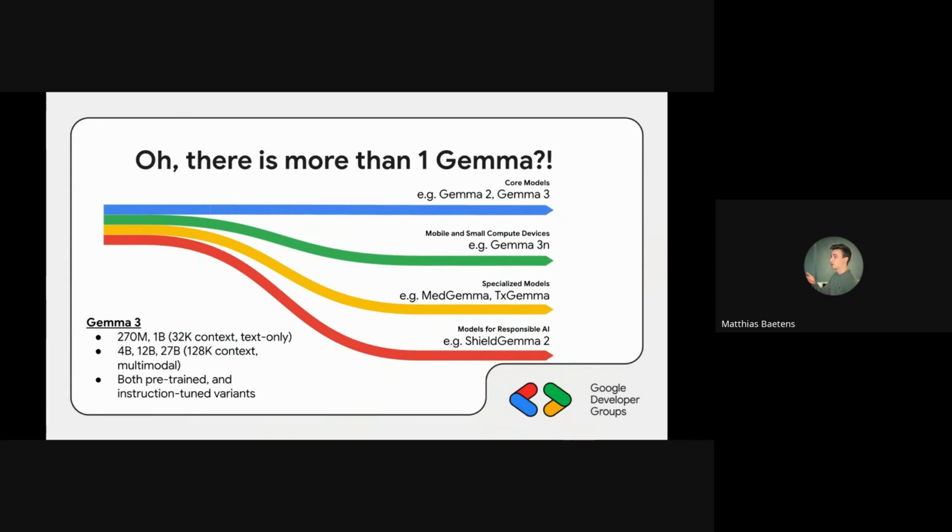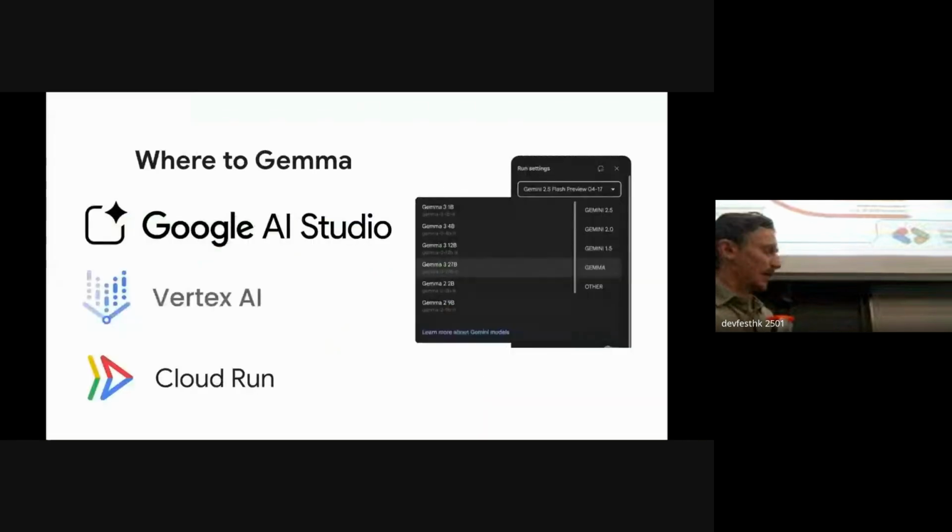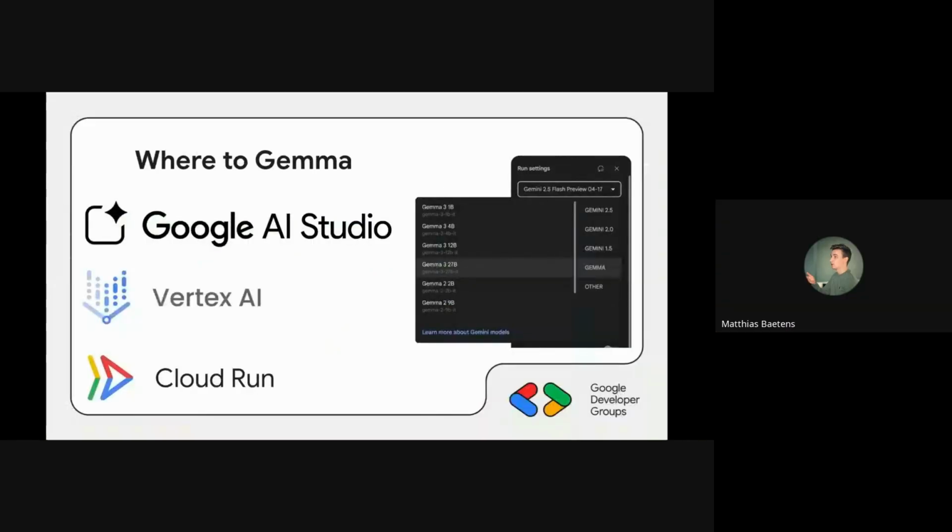But there are also other models, like the ones that specialize in embedding. Some might specialize in medical use cases, or there are ones that go beyond edge inference. And then, where to Gemma? Where to play around with these models?